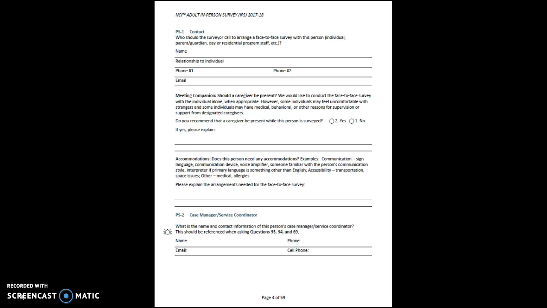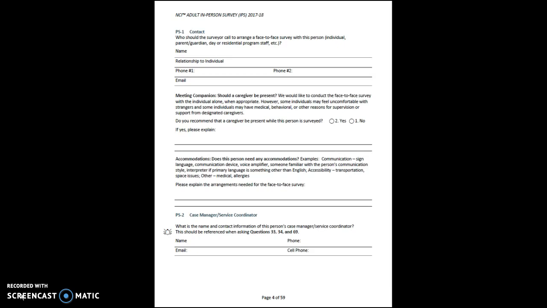PS1 is contact information for any person who the surveyor may want to call to help set up the face-to-face meeting with the individual. So this may be the person themselves, it could be a parent or guardian, it could also be staff at the place where the person spends their day. So anybody who can really help find a space to meet, or who should be aware that you are going to be meeting a person on a specific day and time.